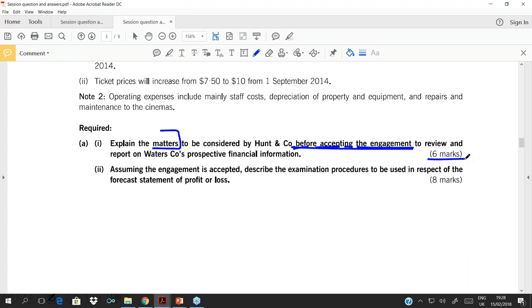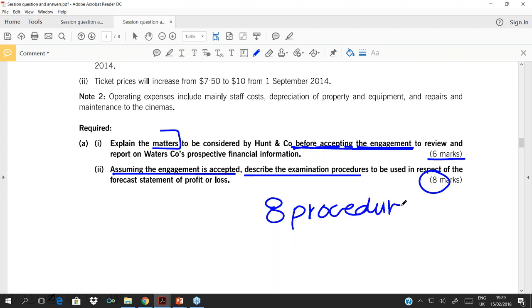Secondly, it says, assuming the engagement is accepted, describe the procedures. How many marks do we have for describing the procedures? 8 marks. So how many procedures will I be writing? 8 procedures, right? 8 marks, 8 procedures. I told you yesterday on day 3, describe a procedure, recommend a procedure, explain a procedure. It will remain like a sentence, right? I hope you remember that. Sentence. Okay. Now what we need to do, we need to do 8 procedures.